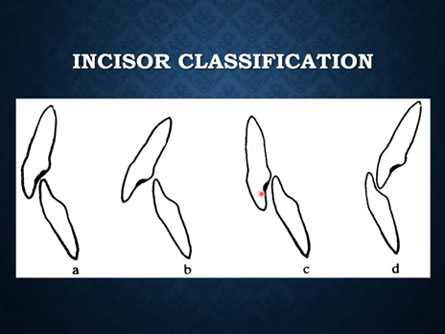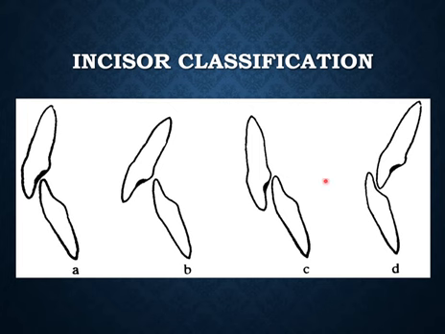This is class 2. So in class 2 division 1 of the incisors, there is proclination and increased overjet and deep bite. While in class 2 division 2, the upper central incisors are retroclined less than 105. The overjet is usually an average amount, but may be increased sometimes, sometimes with deep bite, increased overbite.